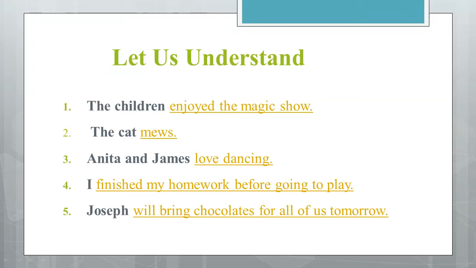Number 2, the cat mews. Who is subject? The cat. And the verb mews is predicate.